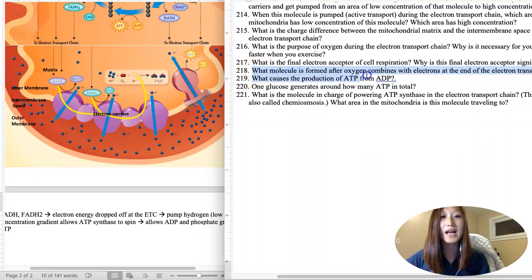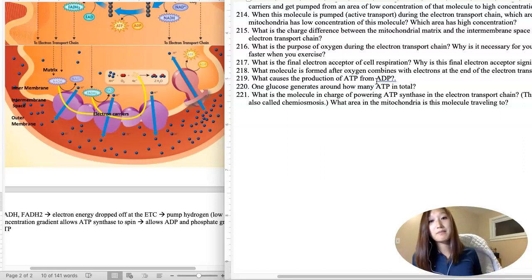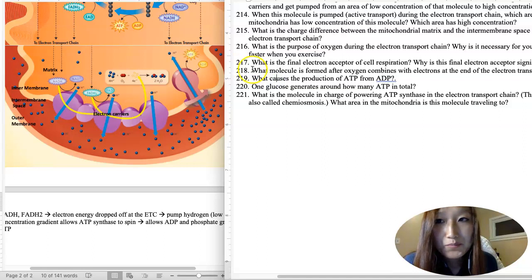One molecule is formed after oxygen combines with the electrons. That will be water. You have some oxygen, you have some electrons, add a few more hydrogen ions, you make water, right? Producing water is not the purpose of the electron transport chain or cell respiration. Not really, right? ATP is important. Water is good to have. We're going to make it anyway, okay? What molecule is formed? That's what we just said.